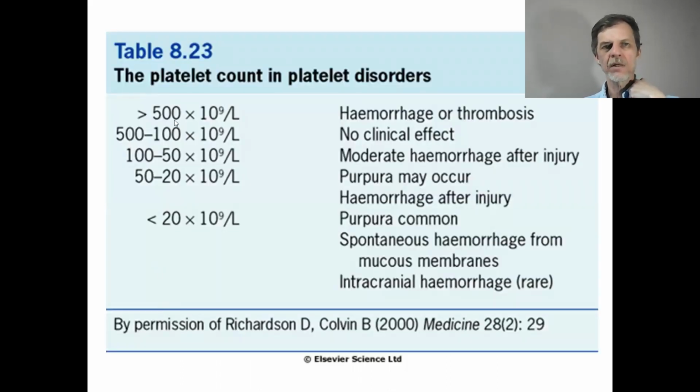Above 150 is stable, this is normal. Between 20 and 50, moderate hemorrhage after injury, purpura may occur. Below 20, purpura is common. Then spontaneous hemorrhage from the nasal cavity and mucosal membranes may happen.